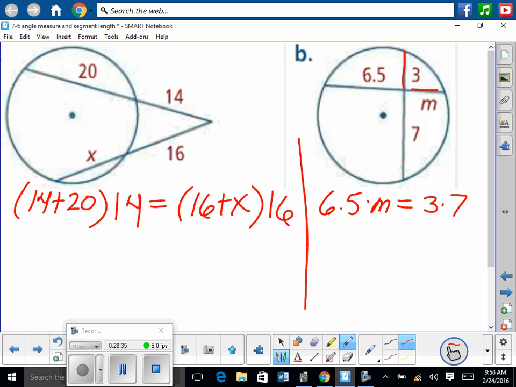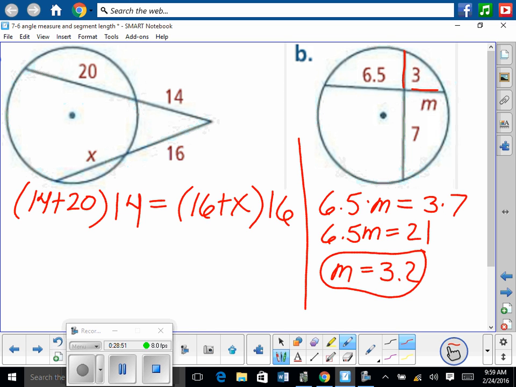So now it's just algebra. So we have 6.5 M is equal to 21, right? So 21 divided by 6.5 is 3.2. So M is equal to 3.2. Questions on that?